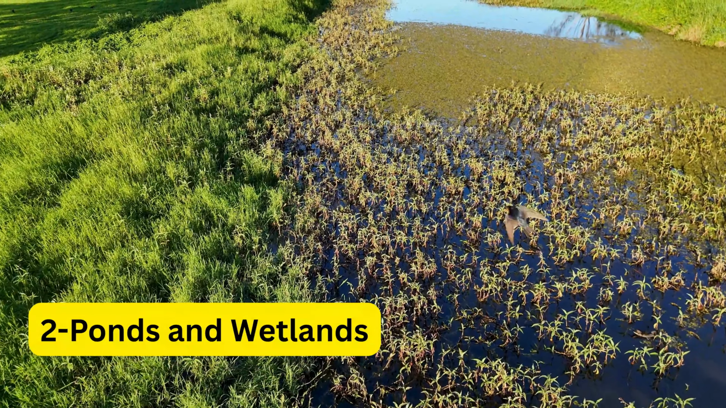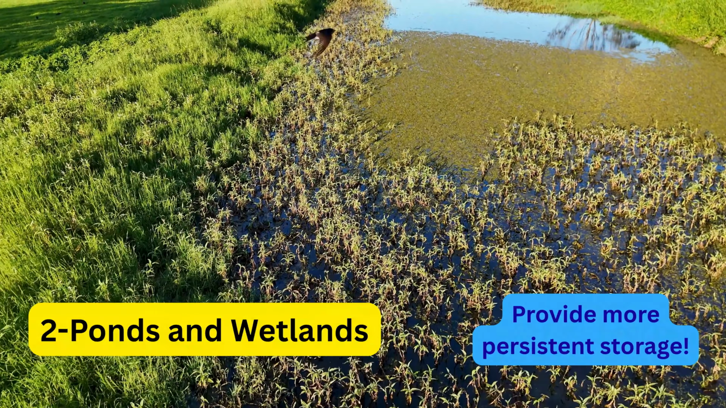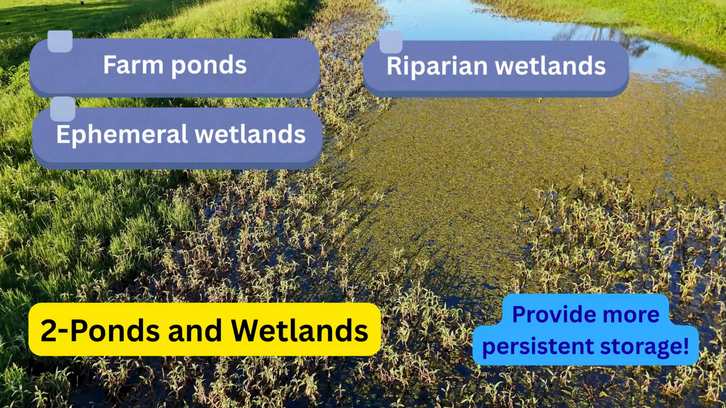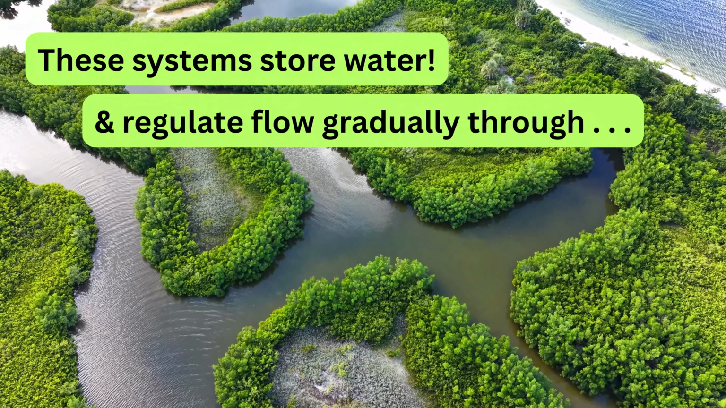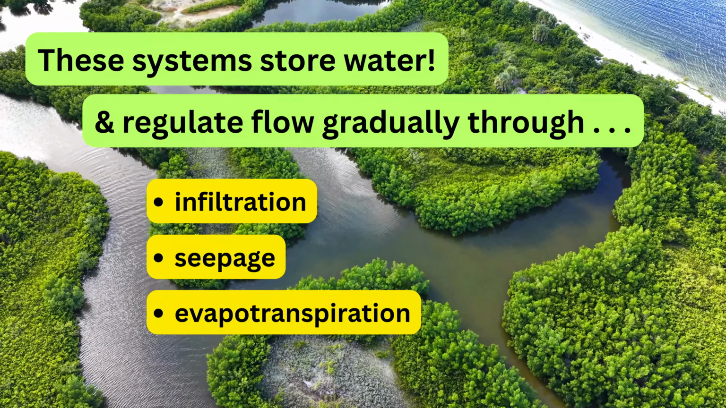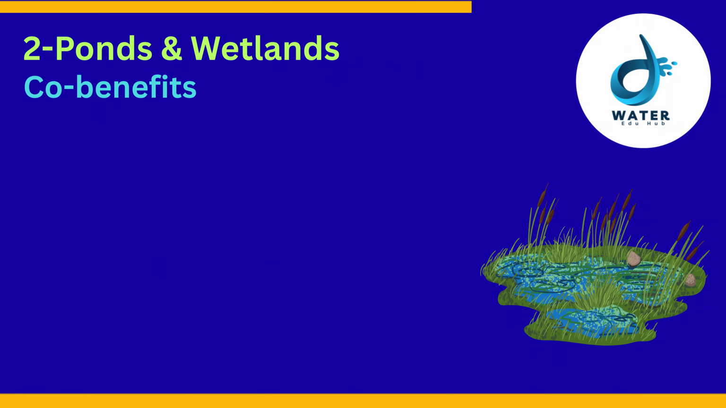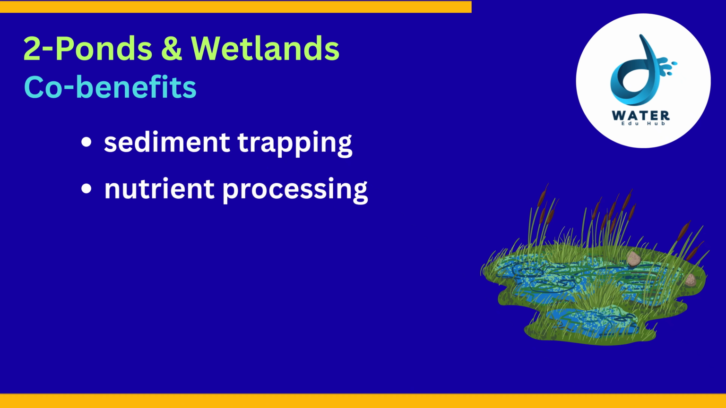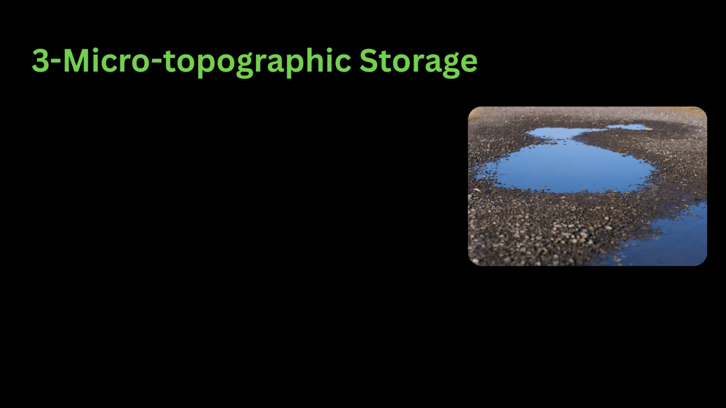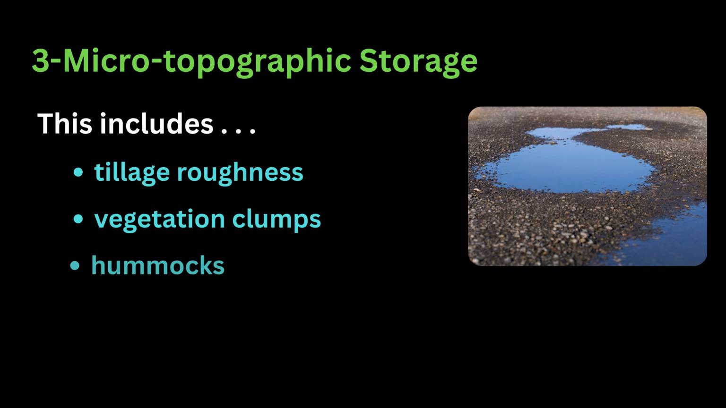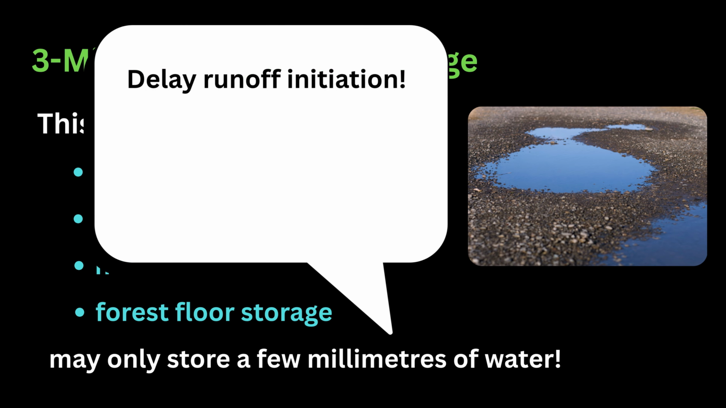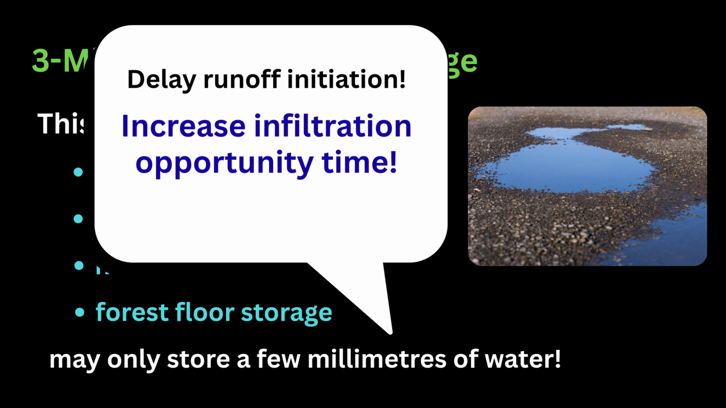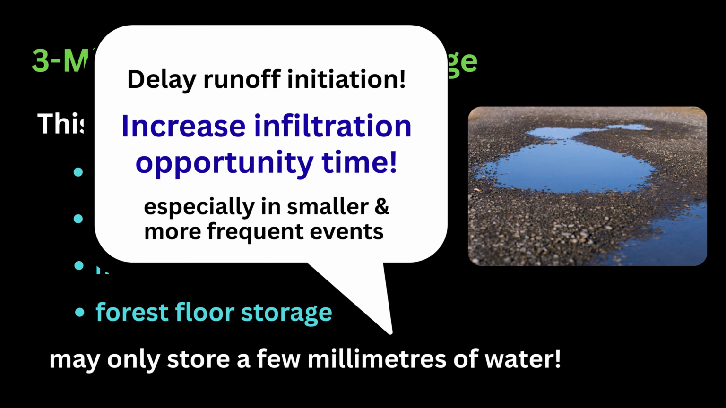Next are ponds and wetlands. Small ponds and wetlands provide more persistent storage. This includes farm ponds, ephemeral wetlands, riparian wetlands, and forested wetlands. These systems store water and also regulate flow gradually through infiltration, seepage, and evapotranspiration. They also provide important co-benefits such as sediment trapping, nutrient processing, groundwater recharge, and base flow support. Finally, micro-topographic storage. This includes tillage roughness, vegetation clumps, hummocks, and forest floor storage. These features may only store a few millimeters of water, but they delay runoff initiation and increase infiltration opportunity time, especially during the smaller and more frequent storm events.